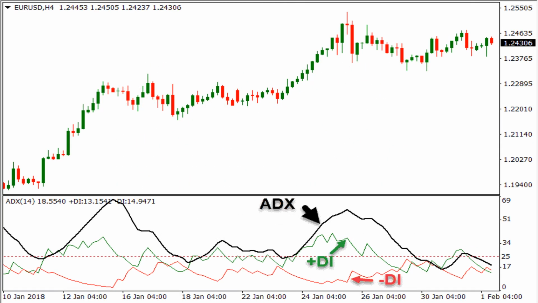If the red line, which is the minus DI, is higher than the green line, that is generally an indication of a bearish trend. This would be a good opportunity to enter a sell position. Conversely, if the green line, which is plus DI, is higher than the red line, which is minus DI, that is generally an indication that there is a bullish trend and it would be a good opportunity to enter a buy position.